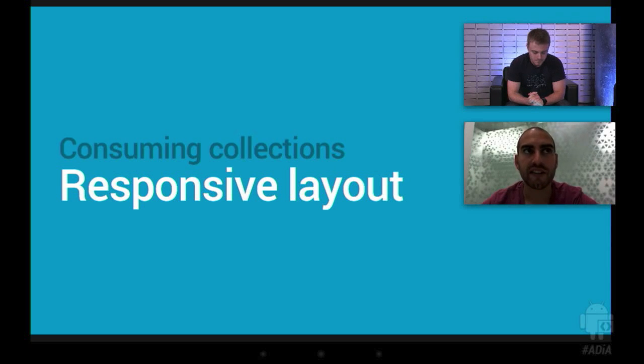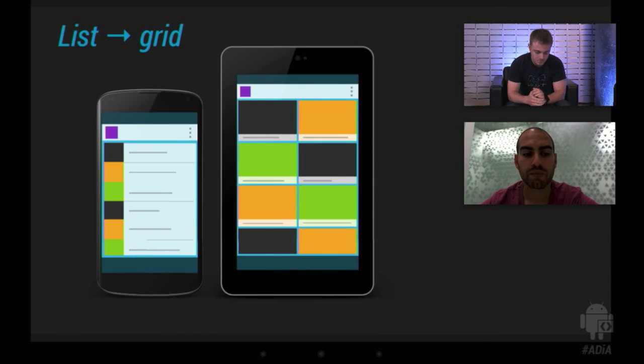Especially when you think about, say, 10-inch tablets in landscape orientation, lists can be a pretty bad way of displaying information because you end up with these excessively wide list items with lots of white space and so forth. So the first pretty simple thing you can do is switching from, say, using a list in a smaller device up to something like a grid view in a larger device.